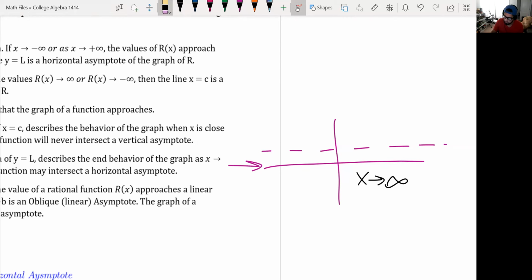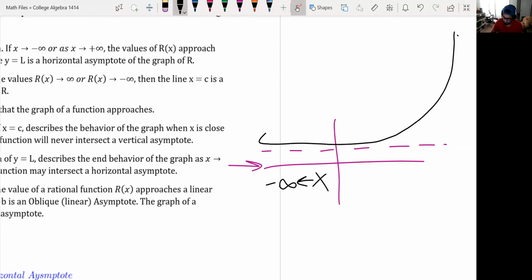Or if x is headed towards negative infinity, then my graph could come down and look like this. Or my graph could also come and look like this. You'll get really, really close to the line, but you may never, ever touch. May is the key word here. Okay, those are horizontal asymptotes.